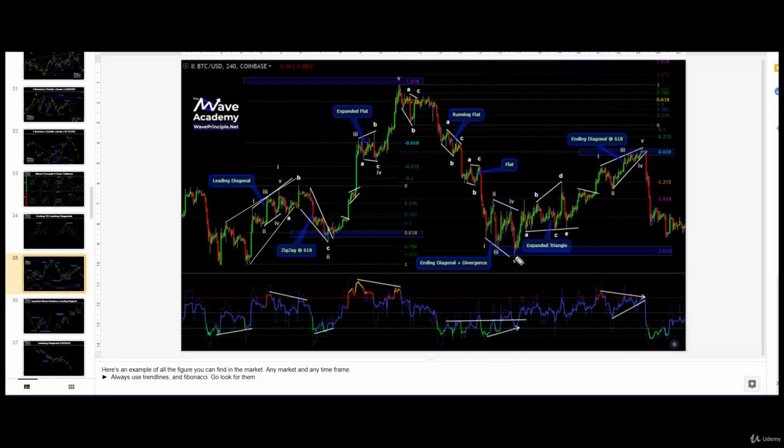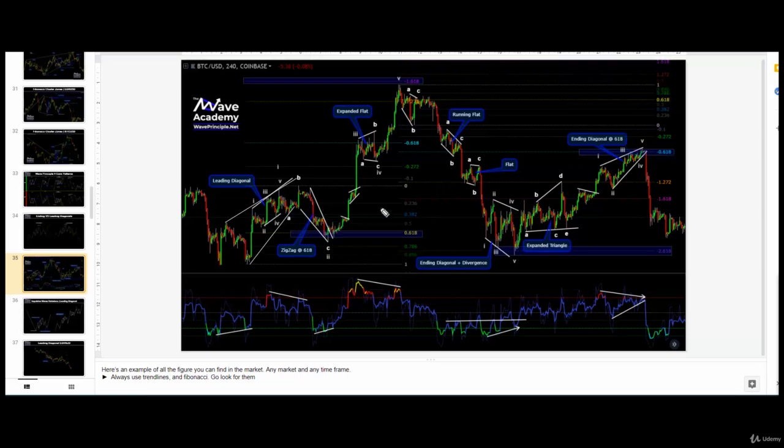What happens after 3 movements, A, B, and C? We see another ending diagonal here. This one looks pretty beautiful. It's 1, 2, 3, 4, 5. Remember that 3 is extended, so it's 1, 2, 3, then 4, and then 5. And the Fibonacci level is really important. If you see a diagonal forming at 618 or 786 from some Fibonacci relationship, then it's a very important diagonal that you have to consider.